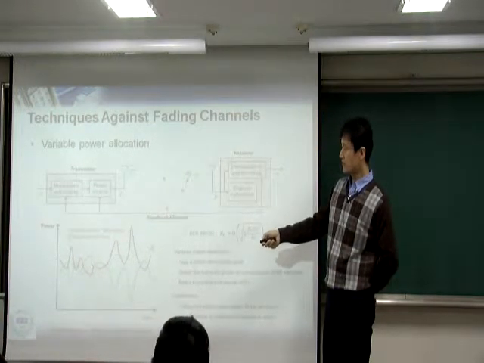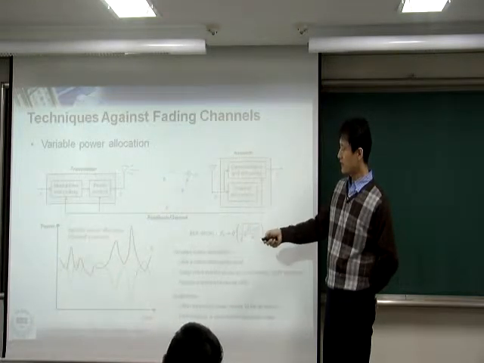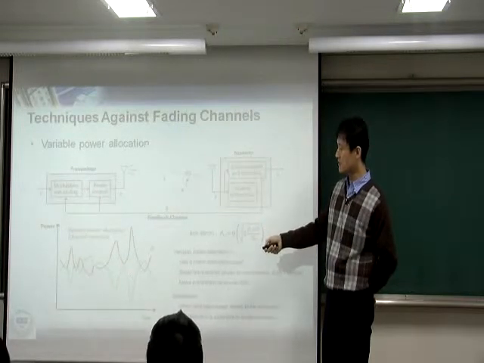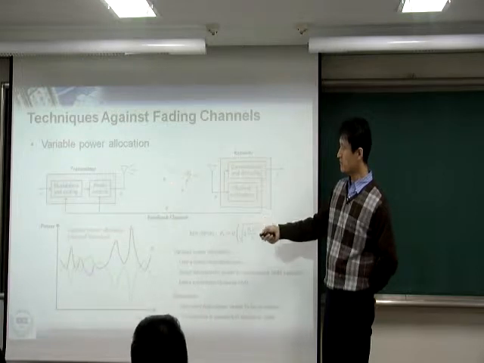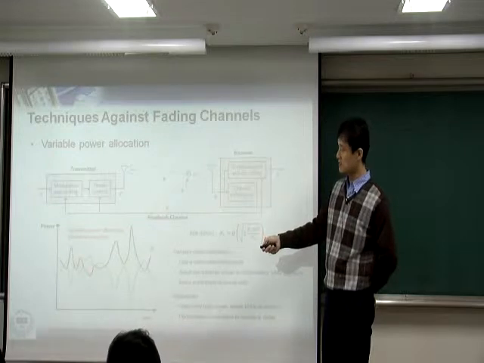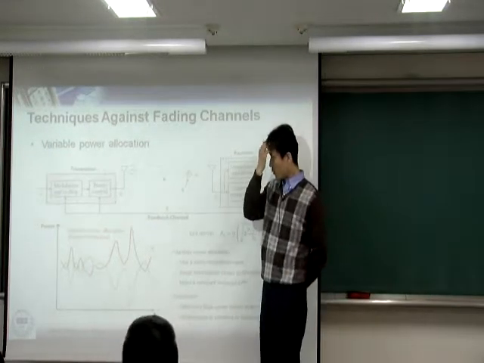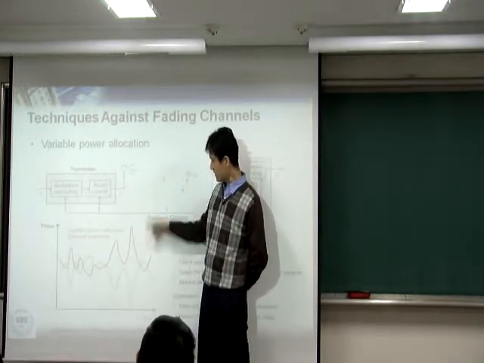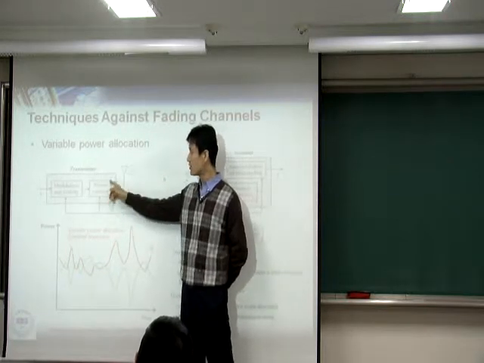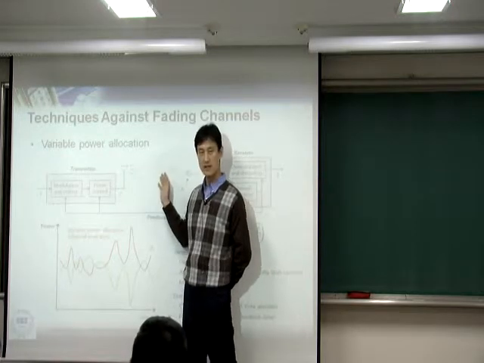So when the channel is under deep fading, the transmitter increases the power, allocating a large amount of power at that instant. If the channel fading is pretty good, then it can allocate just some amount of power. That way, in this case, the channel is very weak, but you are transmitting very strong power, so somehow you cancel out.